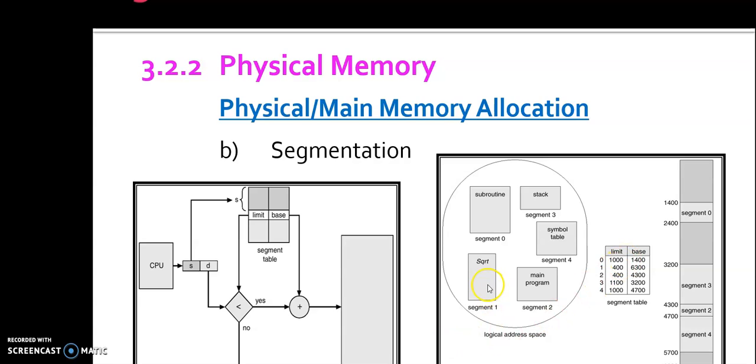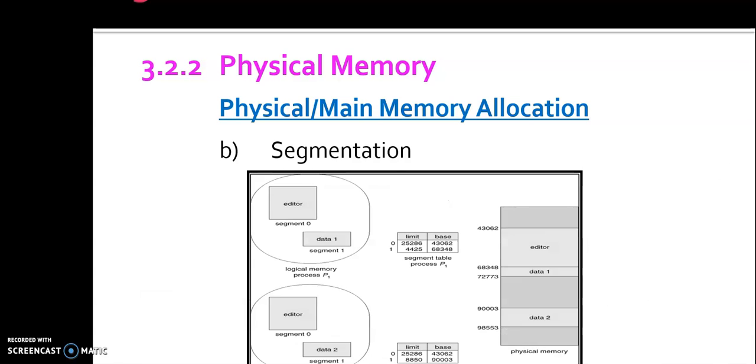Let's say the CPU requires segment 4. Segment 4 is located at base 4700, and the limit is only 1000. So that's why you have the ending address at 5700. Why are the base and limit important? The base shows you the starting address. The limit tells the operating system how big the file can be. The file can only be at most 1000. It cannot go more than that. So that is segmentation.